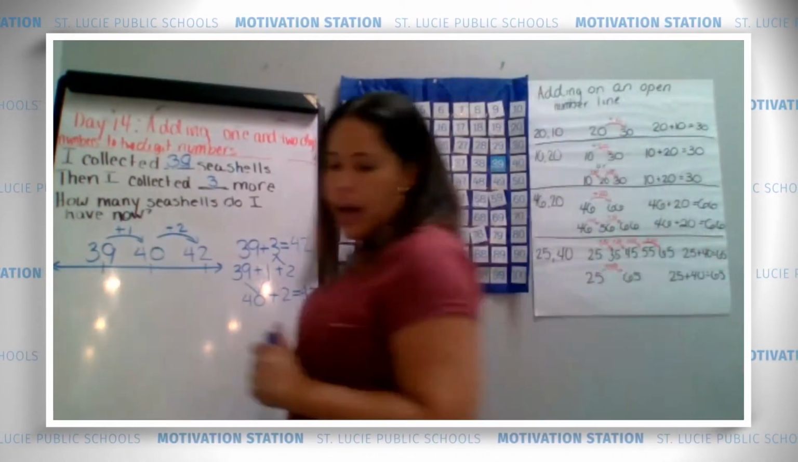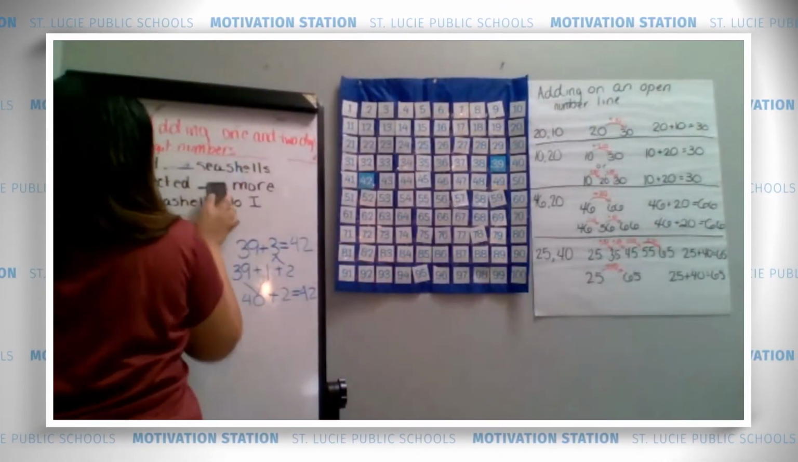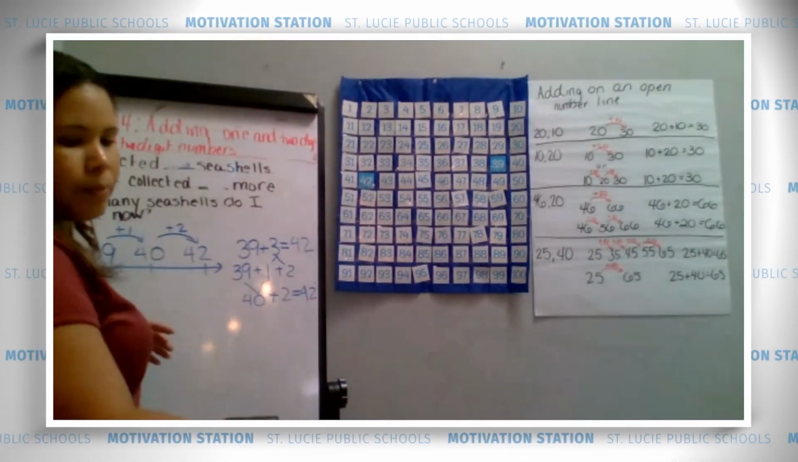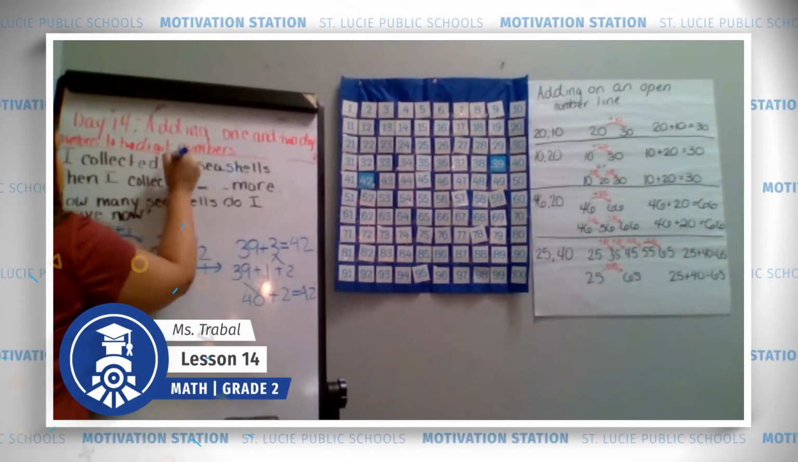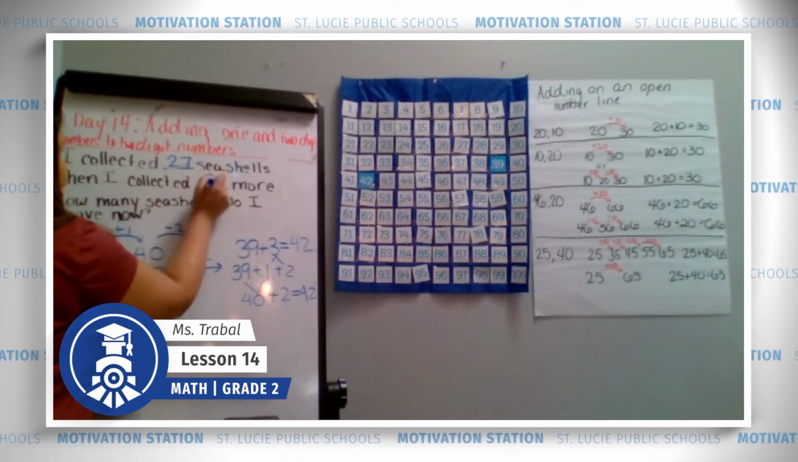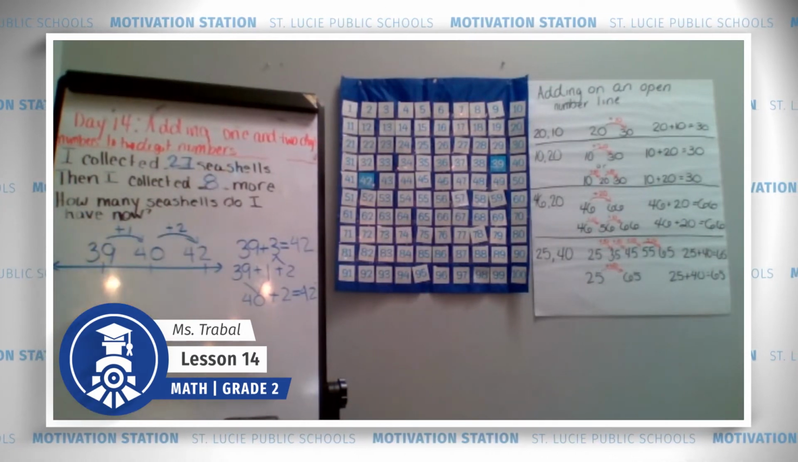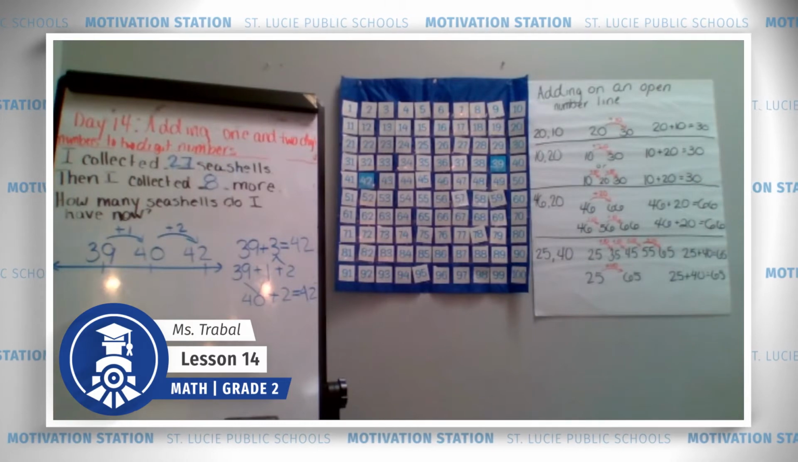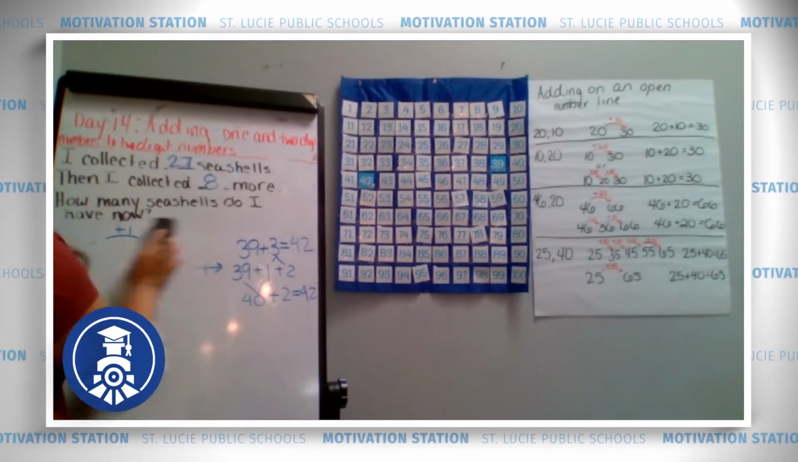So let's try another one. I collected 27 seashells. Then I collected 8 more. How many seashells do I have now? 27 and 8 more.